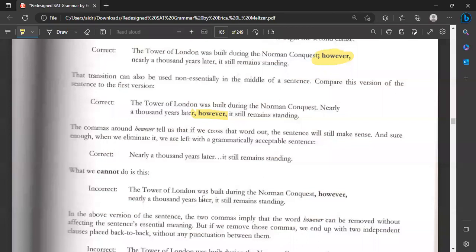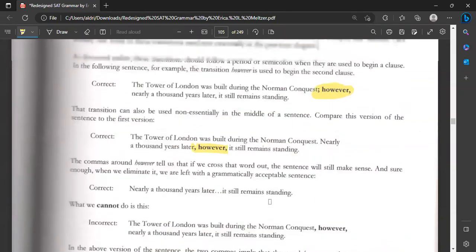The Tower of London was built during the Norman conquest. However, nearly 1,000 years later, it still remains standing. Can anyone tell me what's wrong with this sentence? The one that I'm highlighting right now. If you're able to see it, what's wrong with it? And if you can't see it, that's okay too.